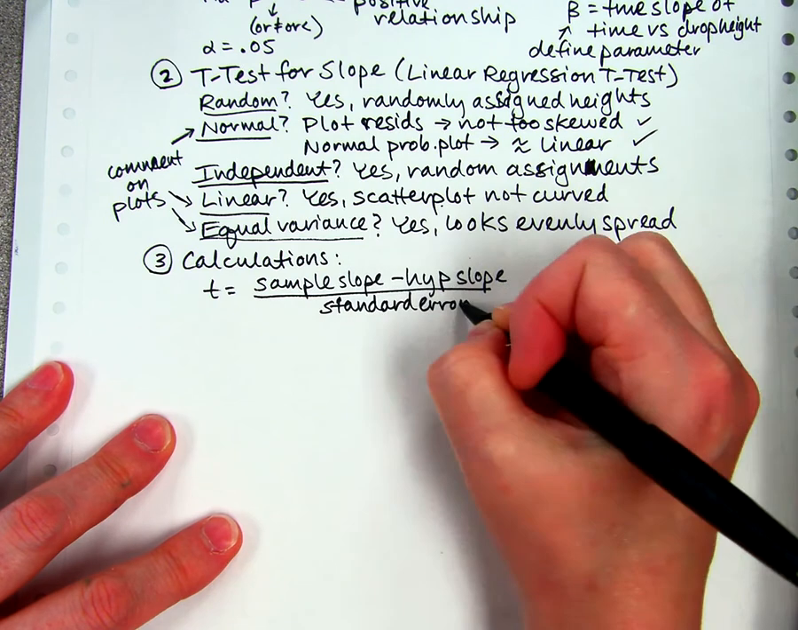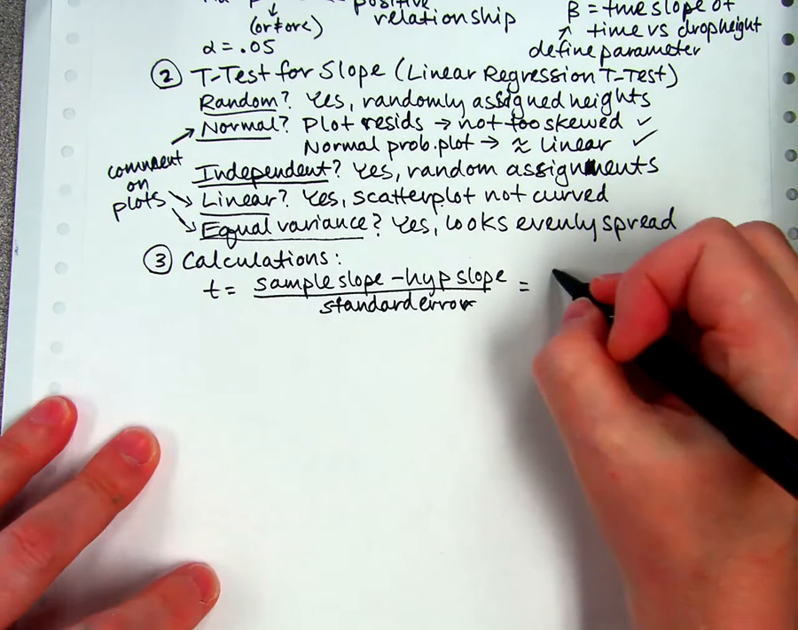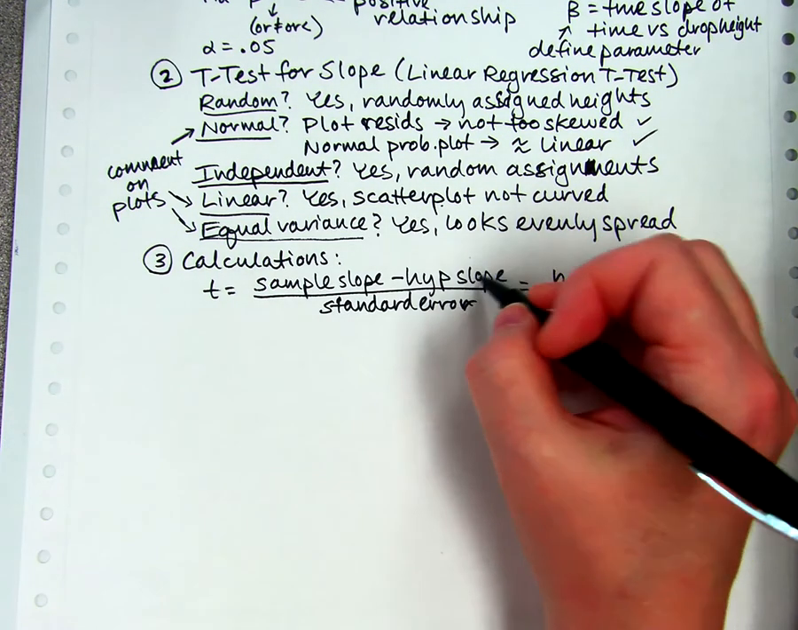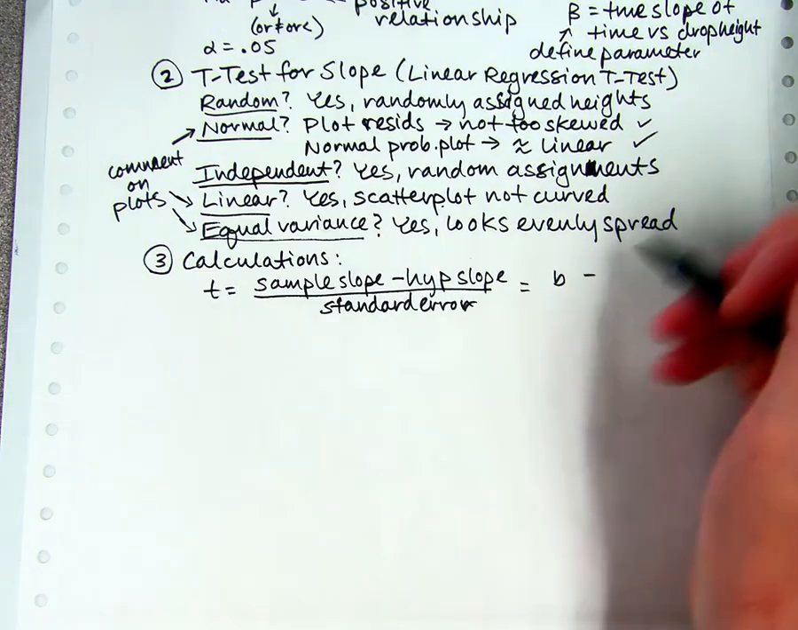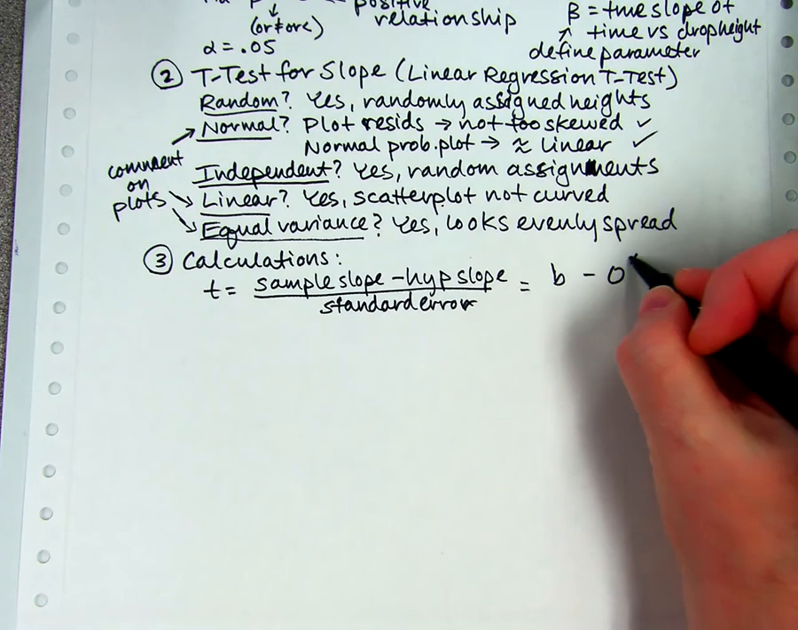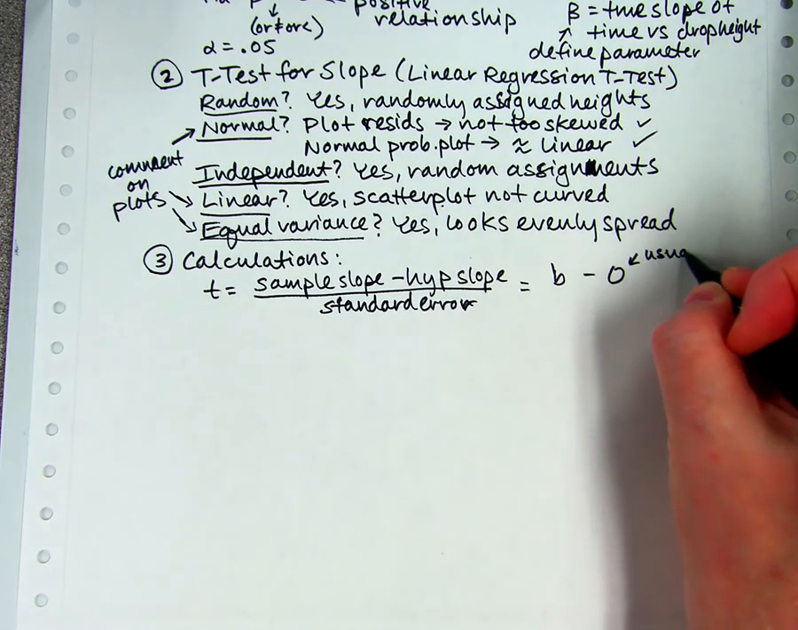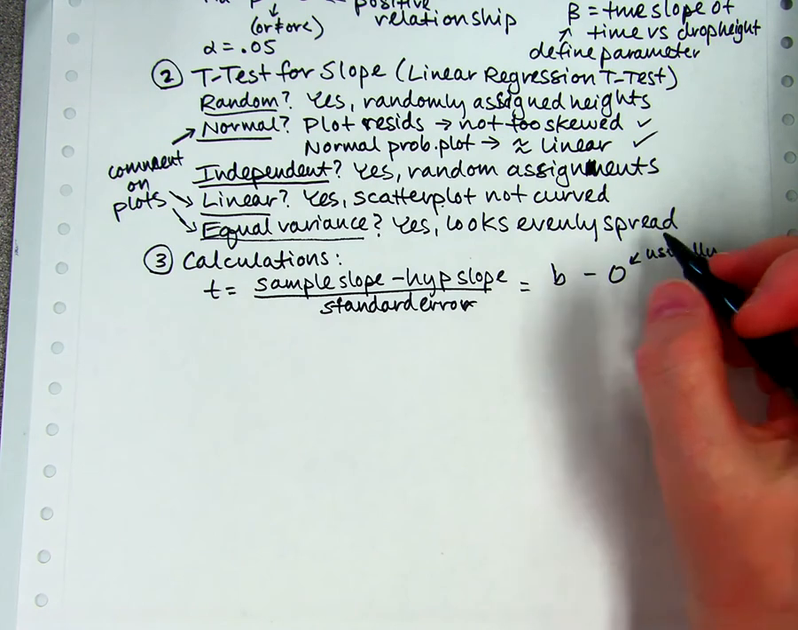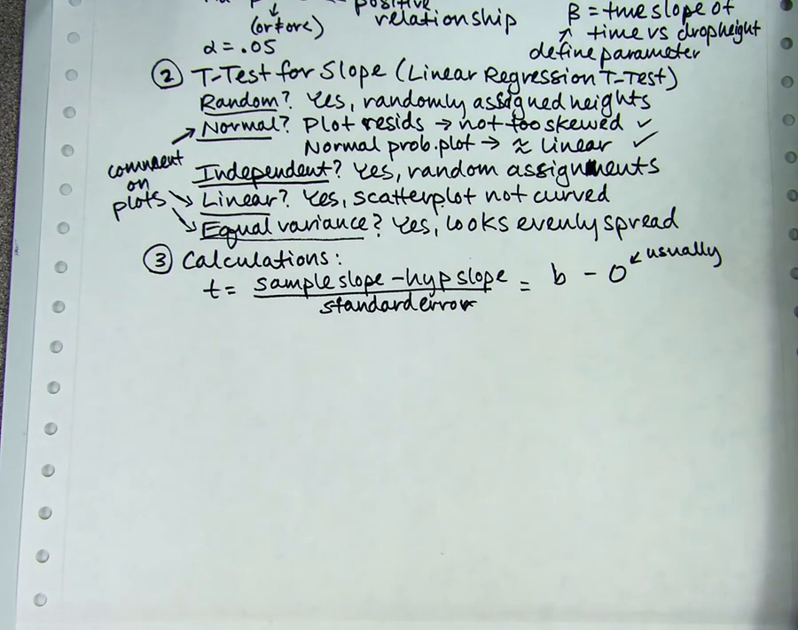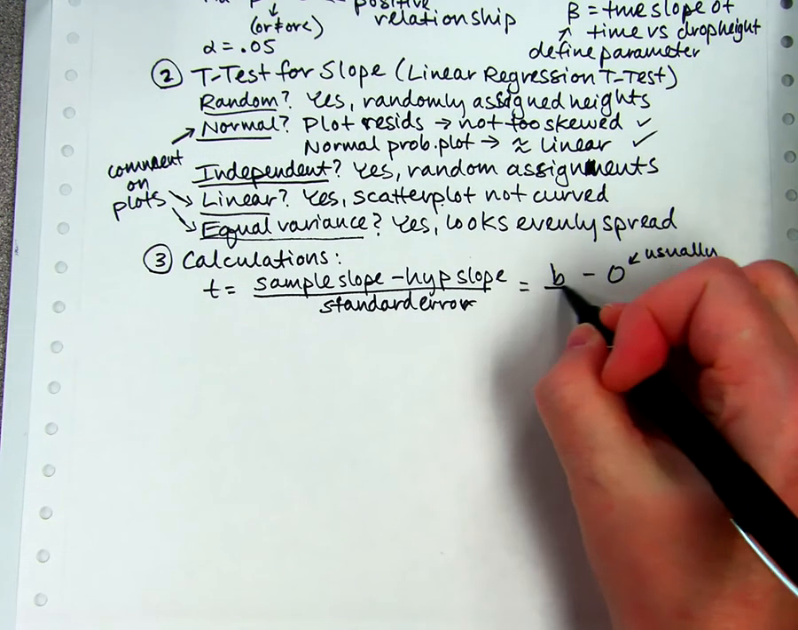And in this particular chapter, the sample slope is called B. The hypothesis slope is almost always 0, so I'm just going to put 0 there and put a little note saying usually it's 0. I might, during the final review, show you one that's not, just for fun, but I've never seen that on an AP test, so we're just not going to worry about that.